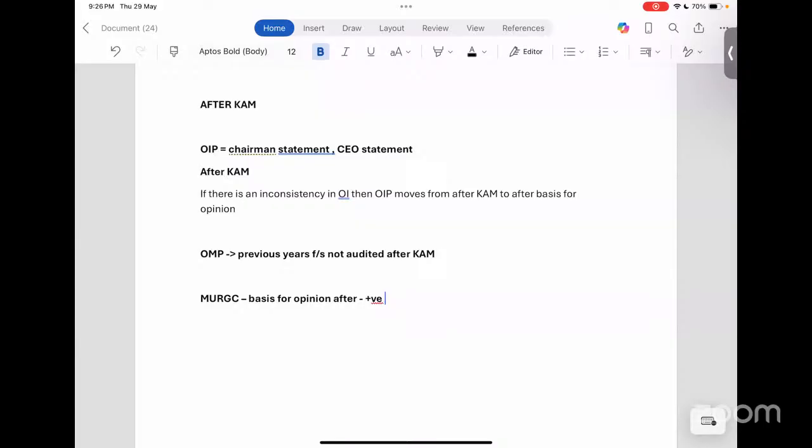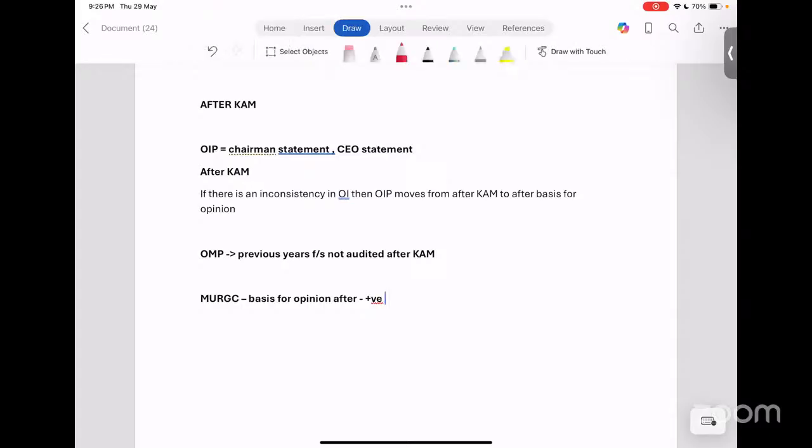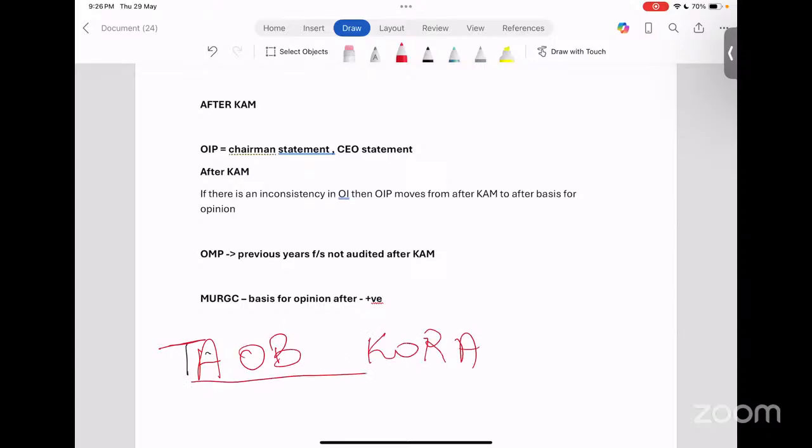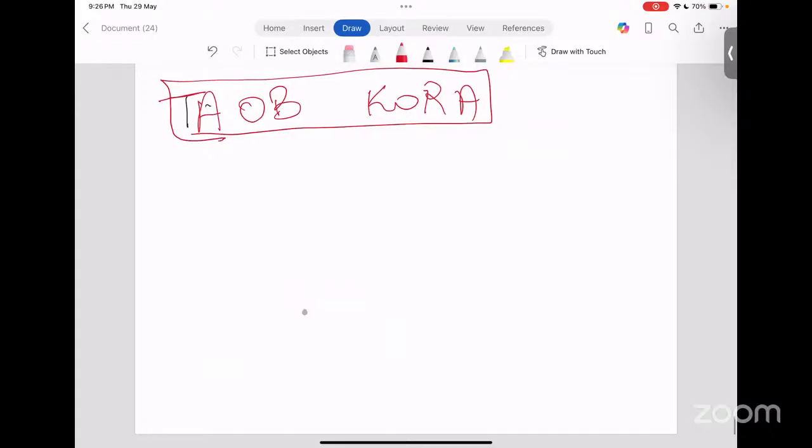Now, if every paragraph was added into the auditor's report, how would the actual name of our friend look like? Let's see. The name of our friend is Taub Kora. This is the actual unmodified audit report. But if the name of the friend changes due to the addition of anything, then the report is modified. So here, if the report is modified because you gave an adverse opinion, the heading will change to adverse opinion. Then the name of the friend changes, right?